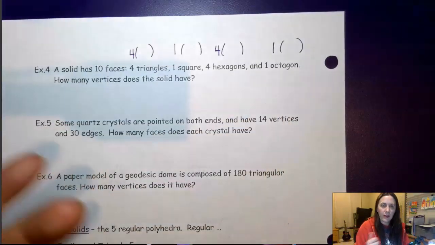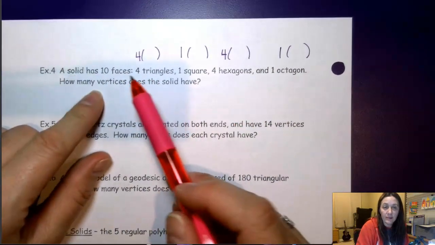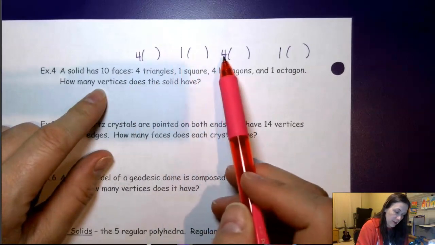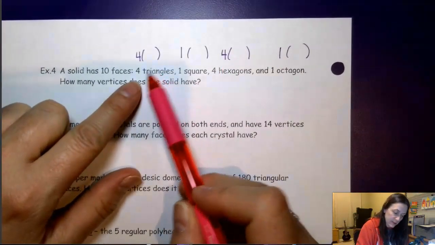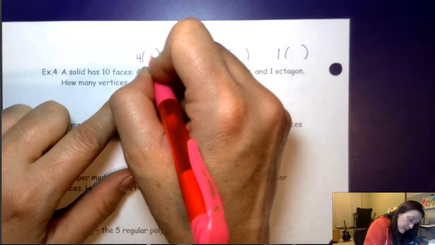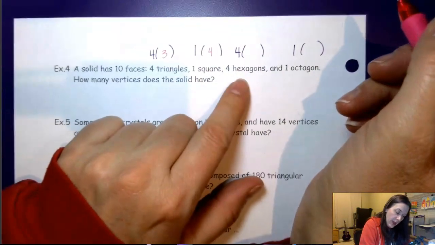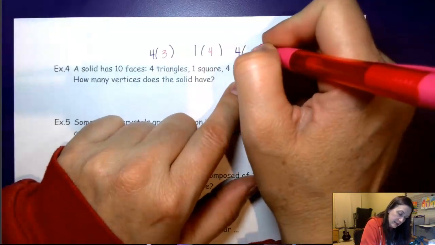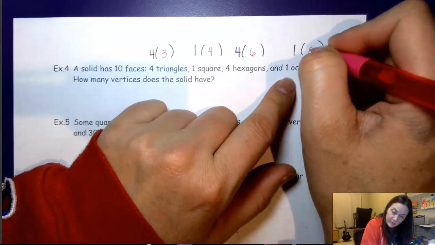So I gotta ask myself, if I have a triangle, how many edges does that have? If I have 10 solids, 4, 5, 9, 10. There's my 10 solids. How many edges does the triangle have? The triangle each has 3 edges. The square has 4 edges. The hexagon has 6 edges. The octagon has 8 edges.